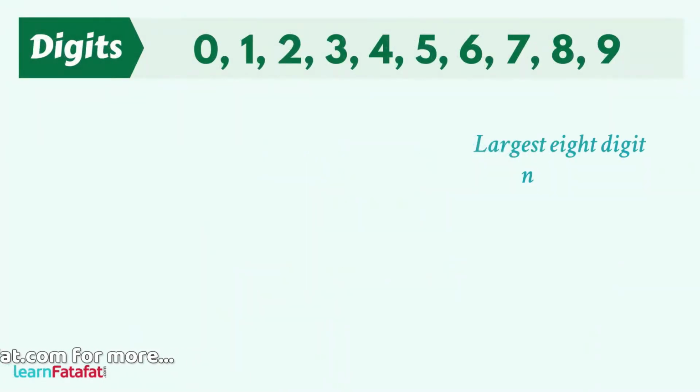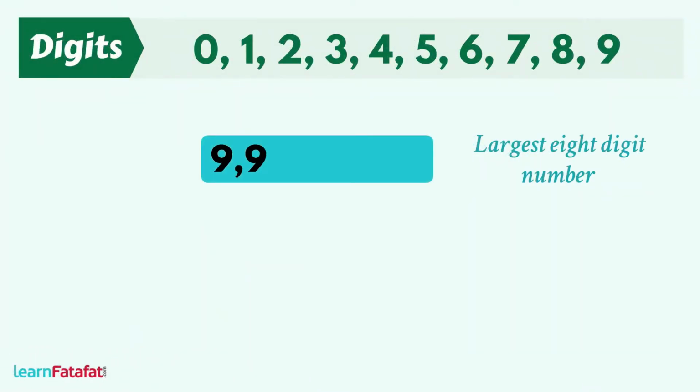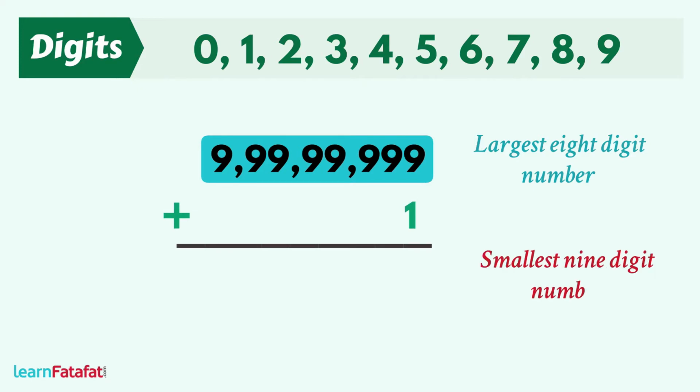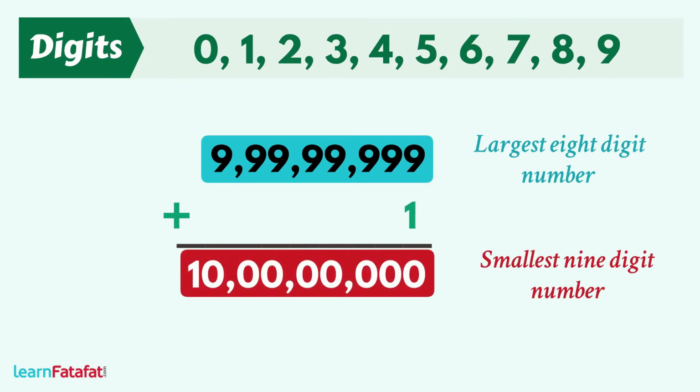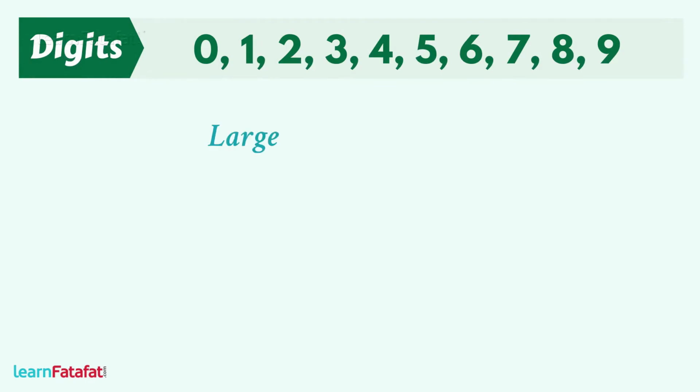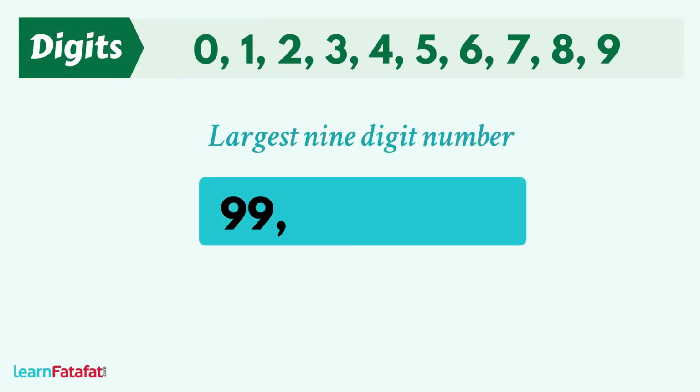The largest 8 digit number is 9 crore 99 lakh 99,999. Adding 1 to it forms the smallest 9 digit number, 10 crore. Finally, we have the largest 9 digit number as 99 crore 99 lakh 99,999.